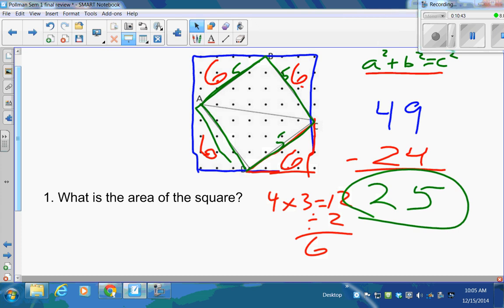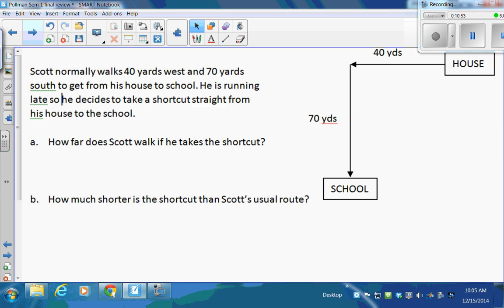I hope that helps. Again, find your old test with this problem on it. The whole problem, the exact same problem we did, is on this test. All right, so this is one that is on the test exactly.